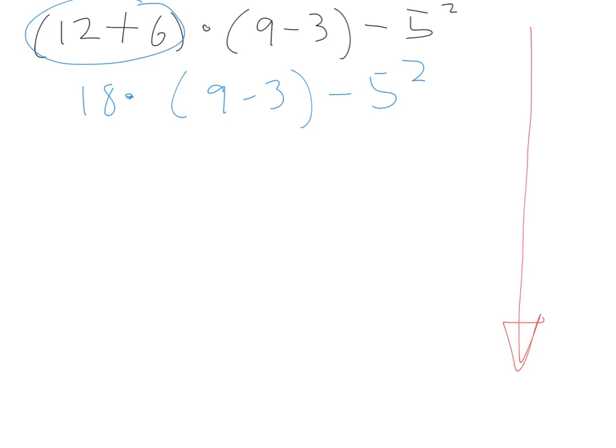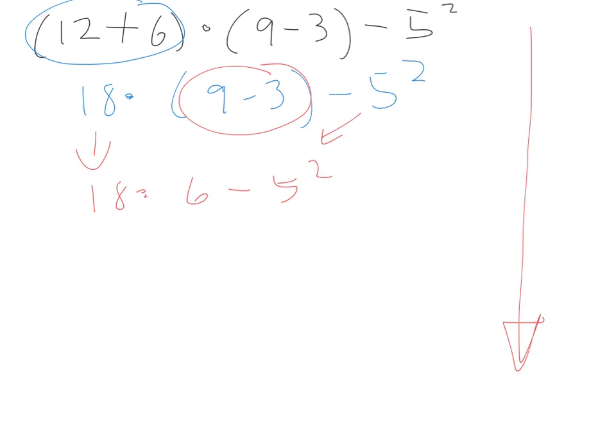So going across again, we have 18 times, and then there's your grouping symbols. So I'm going to just rewrite this just as it's written. 9 minus 3 is 6. And then just bring that 5 squared down.